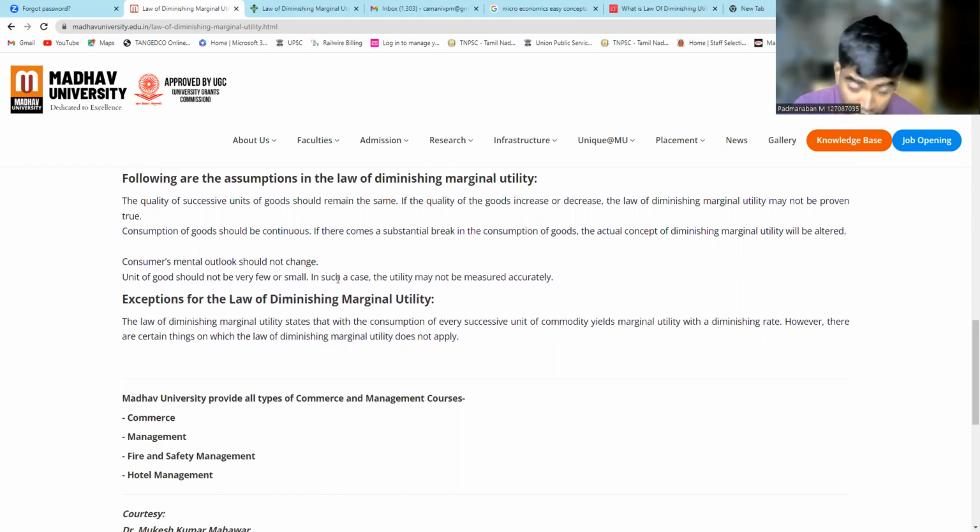If we don't follow any one of the assumptions mentioned for the law of diminishing marginal utility, we can't prove the law, and it can't be followed if any one of the assumptions is not followed. That's what the exception clause states.